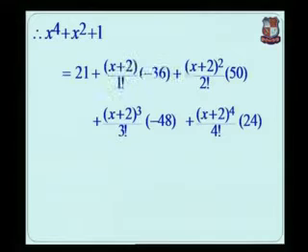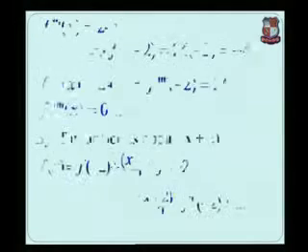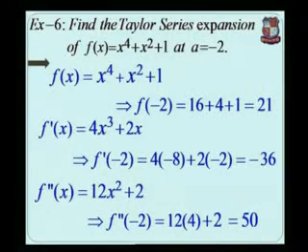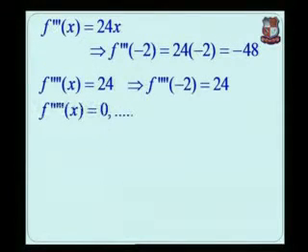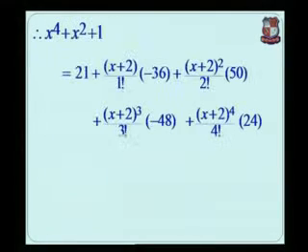Now f(x) is equal to x⁴ plus x² plus 1. We have the values of f(-2), that is 21, -36, 50, -48 and 24. So the first term 21 plus (x+2)/1! multiplied by -36 plus (x+2)²/2! multiplied by 50 plus (x+2)³/3! multiplied by -48 plus (x+2)⁴/4! multiplied by 24.